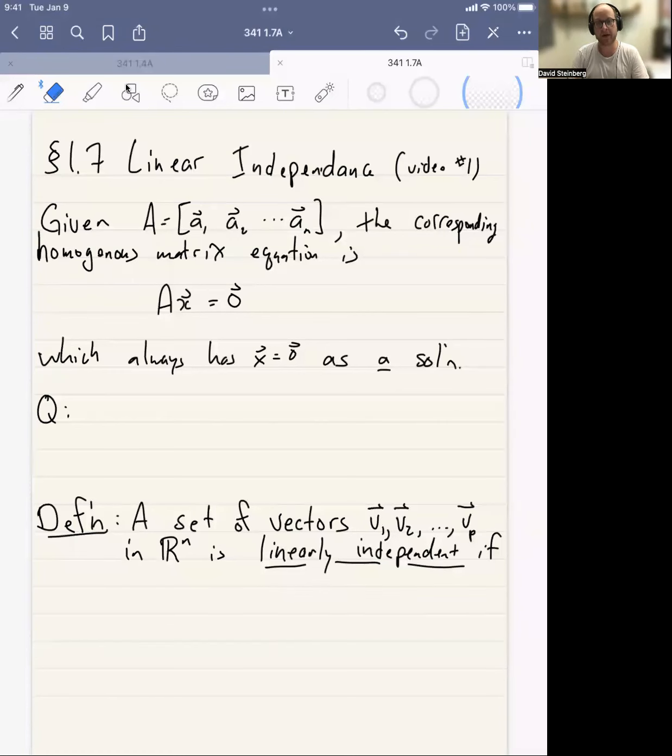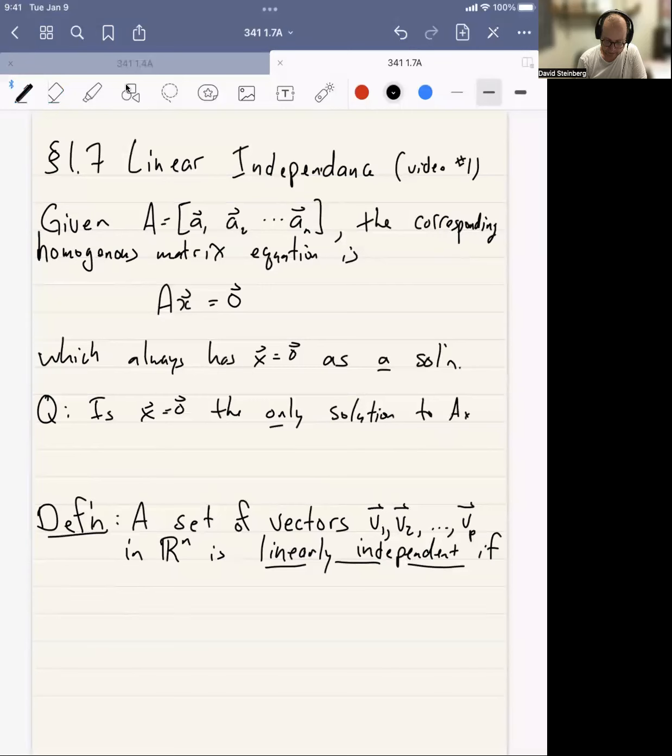Given a matrix A with columns A1, A2 up through AN, we saw last time the corresponding homogeneous matrix equation is Ax equals 0, which always has x equal to 0 as a solution. A natural question to ask is: is x equal to 0 the only solution to this homogeneous equation? It'll depend on A, certainly.